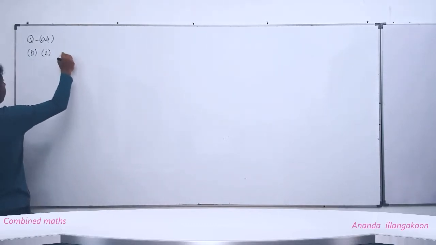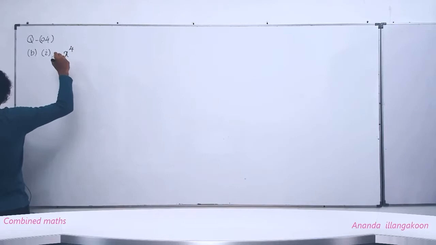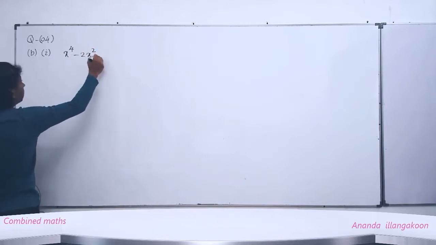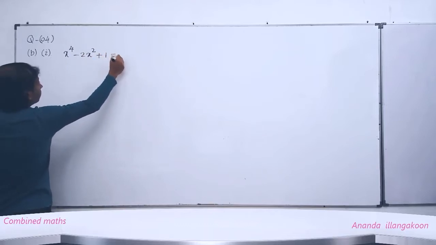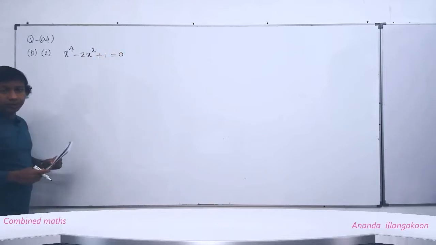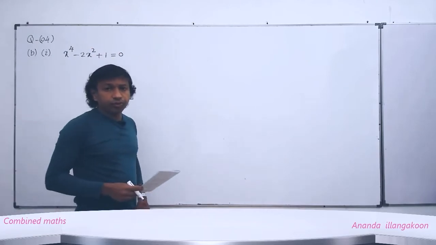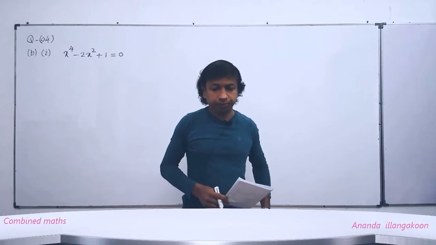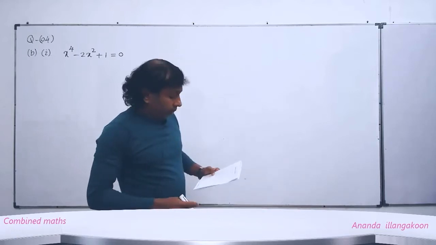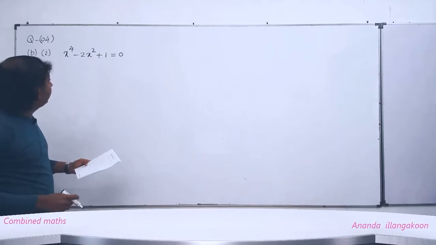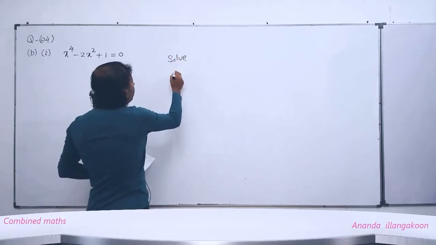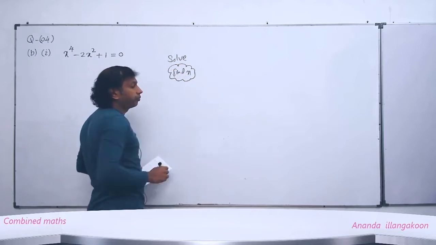Solve this: x to the power 4 minus 2x squared plus 1 equals 0. This is an equation of fourth power, not a quadratic one at the moment. Solve means find x. Find the value of x.